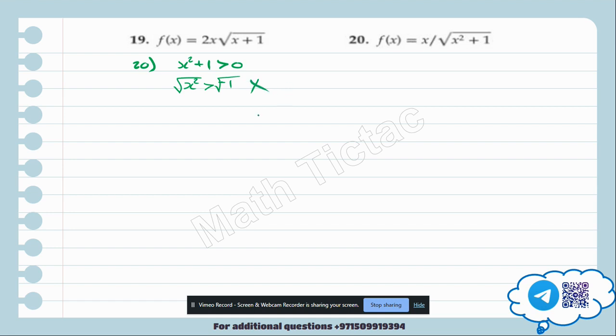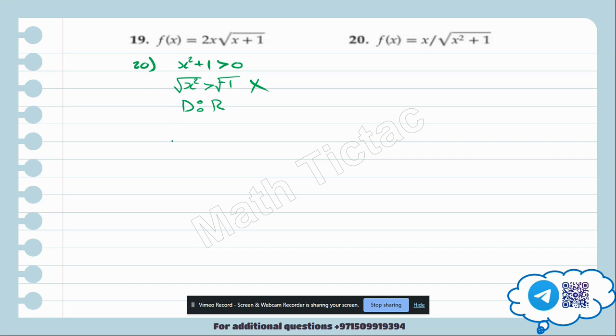Square root of minus 1, we cannot take the square root of a negative value. So this value is rejected, and since I couldn't find any value that could make the denominator 0 or less than 0, I will say the domain is R, from minus infinity to infinity.